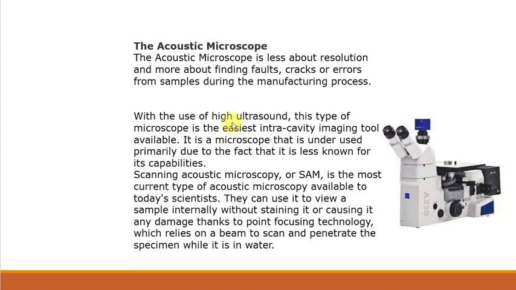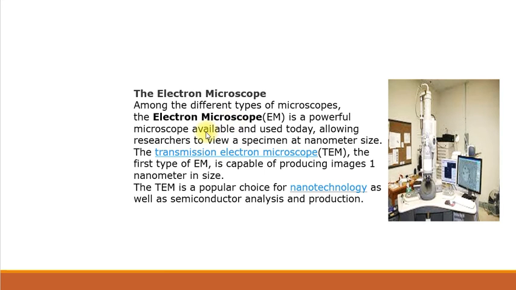So with these different types of microscopes, another we will see is the electron microscope. Among the different types of microscope, this is the most powerful microscope available and used today, allowing researchers to view a specimen at nanometer size. This is a picture of the electron microscope, and this is a monitor. On this monitor we can see the image of our specimen.